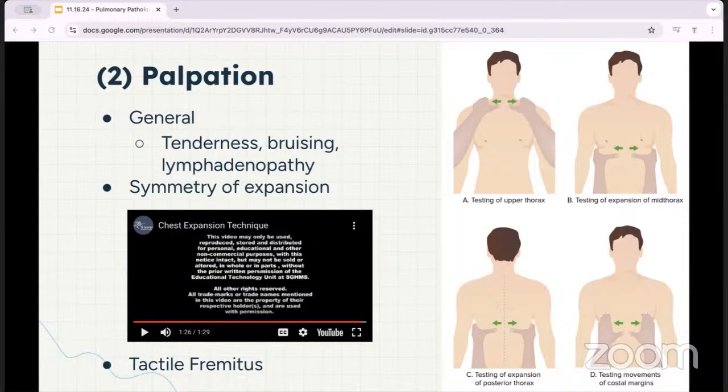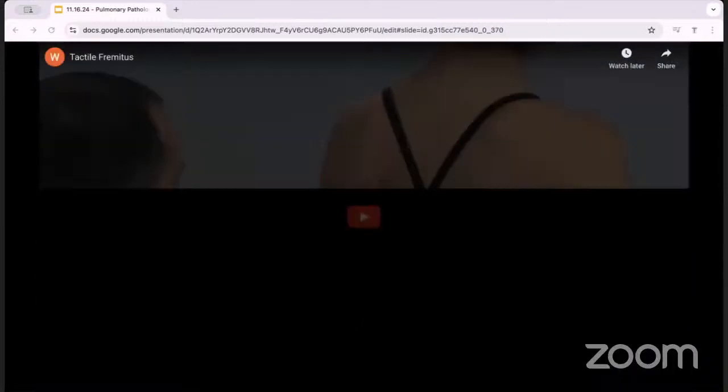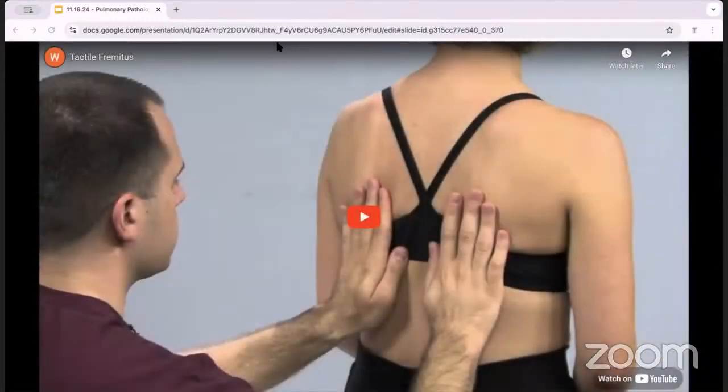For example, a decreased chest expansion can immediately alert us to a collapsed lung, while increased fremitus helps us suspect pneumonia. So here we're going to watch a video on tactile fremitus. There are two different ways to do this. So let's watch it and learn a little bit more.